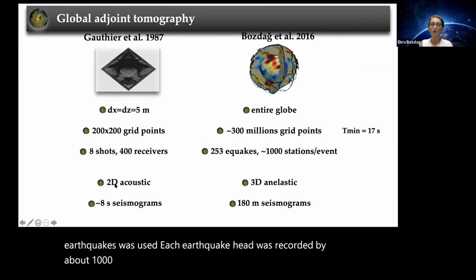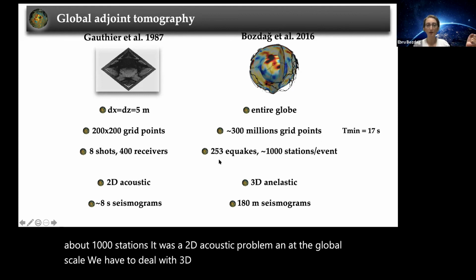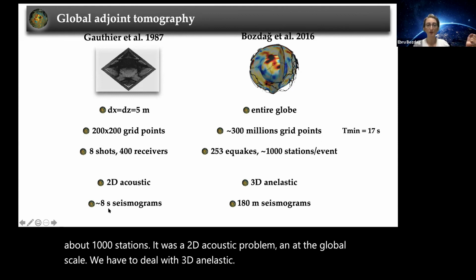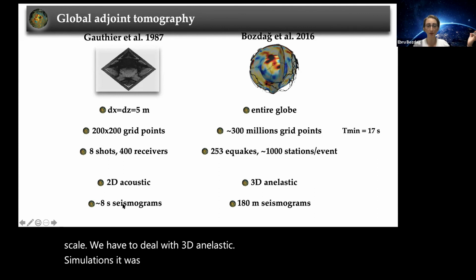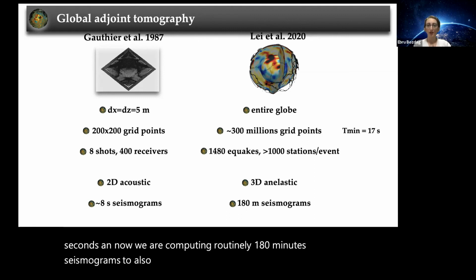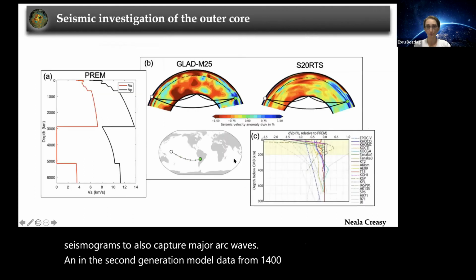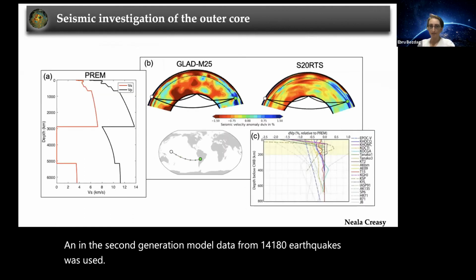It was a 2D acoustic problem, and at the global scale, we have to deal with 3D inelastic simulations. The duration of seismograms was 8 seconds, and now we are computing routinely 180-minute seismograms to also capture major earthquakes. And in the second generation model, actually data from 1480 earthquakes was used. So what is next?